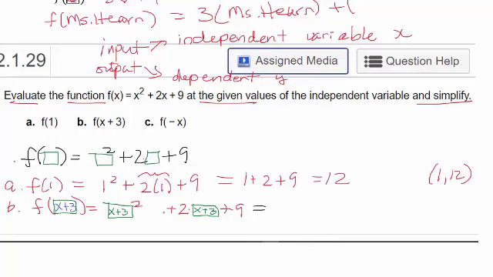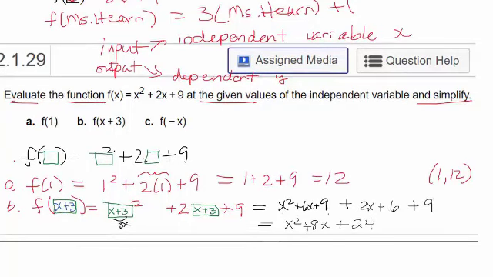So what are we going to do? x plus 3 squared. So we have to square a binomial. We're going to have first term squared, x squared, second term squared, 3 squared, which is 9, and twice their product in the middle. So that's going to be plus 6x. All right, and then plus 2 times x plus 3, so distribute: 2x plus 6, plus 9. And so combining like terms, x squared plus 6x plus 2x is 8x, plus 9 plus 6 is 15, plus 9 is 24. All right, so that's about as simplified as we can get.